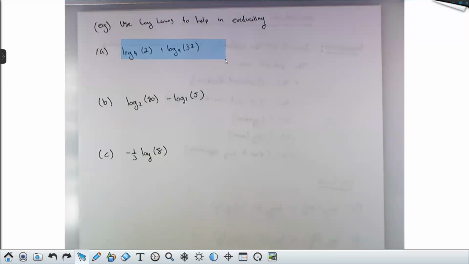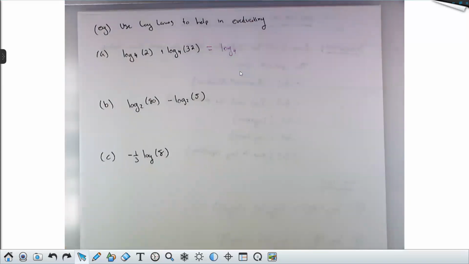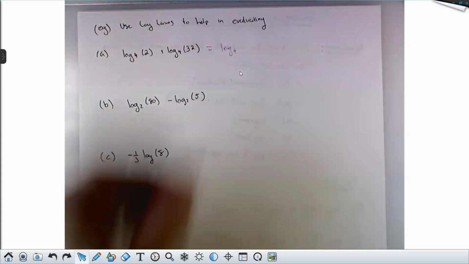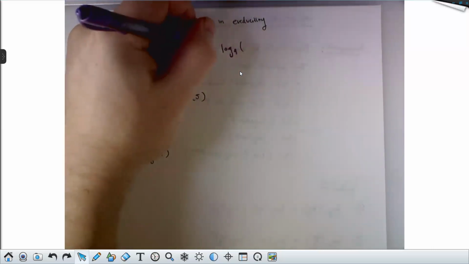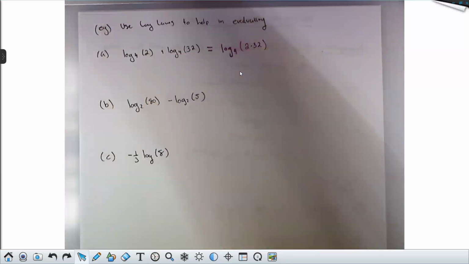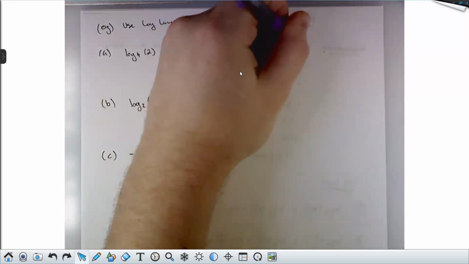This is a sum of 2 logarithms, right? This is 1 log with base 4 plus some other log with base 4. So because I'm adding up 2 logs of the same base, that is the same as a single base 4 logarithm with their product inside. So what would go inside here would be 2 times 32. All right, addition outside is the same as multiplication inside. 2 times 32 is 64.